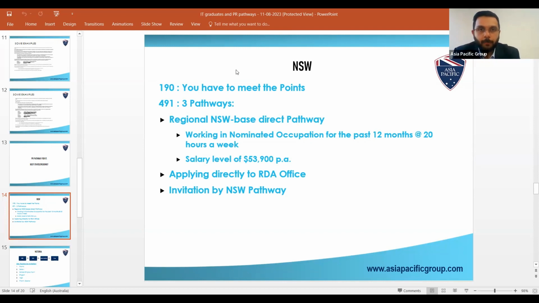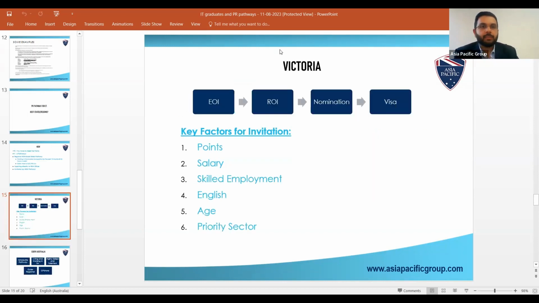Now let's move to the next part, which is Victoria. The Victoria process is slightly different. You lodge the EOI, and you lodge the ROI, registration of interest, in which you have to mention what occupation you're in, what company you're working for, and what kind of salary you're making. Then they shortlist you, and then you apply for the nomination. After the nomination has been approved, then you apply for the visa.